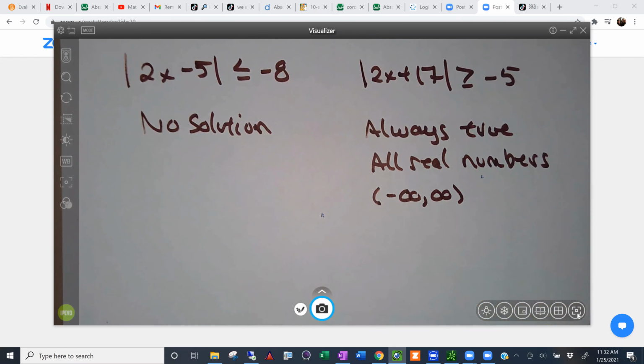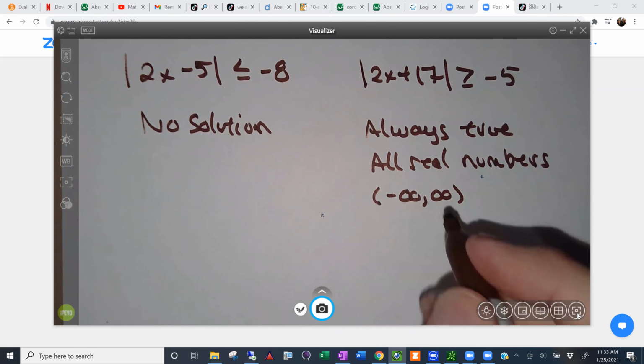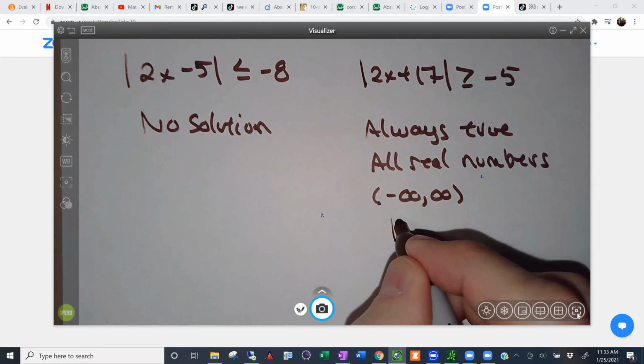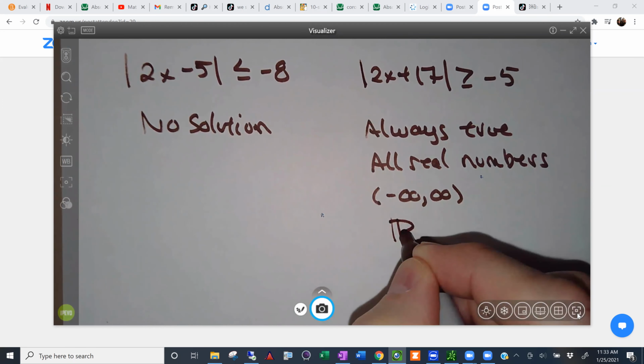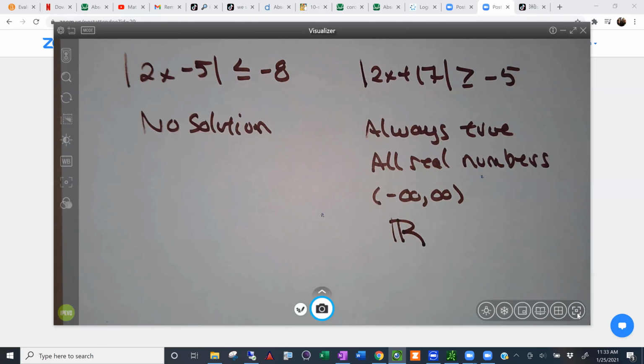Bonus points. Does anyone remember the fancy little symbol that I used for this? Is it an R with like a double line? There you go. Beautiful. Script R.